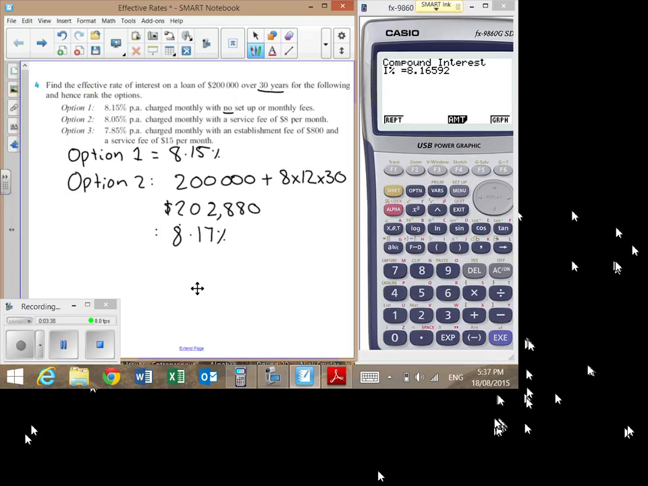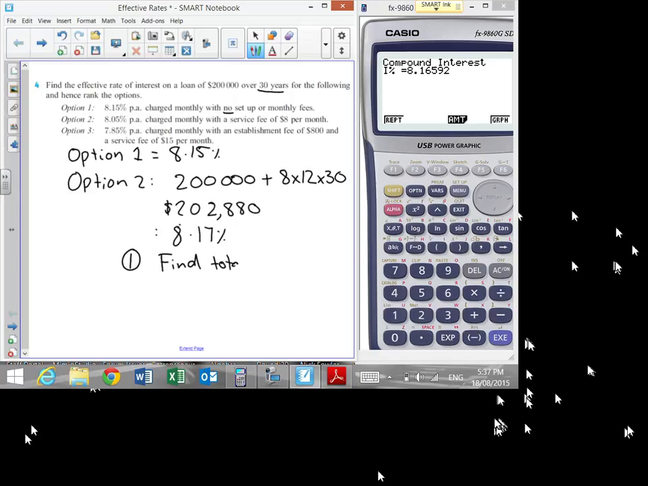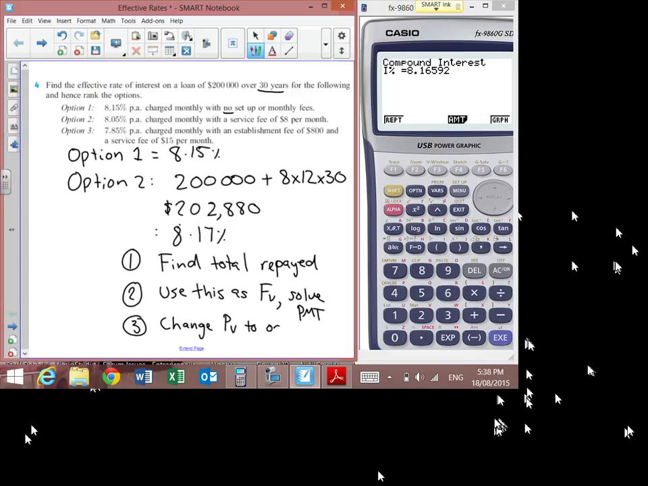So there are a couple of steps there. First one was to find the total amount repaid. And then 2, use this as your FV and solve for PMT. And thirdly, change the present value to the original amount and solve for I.